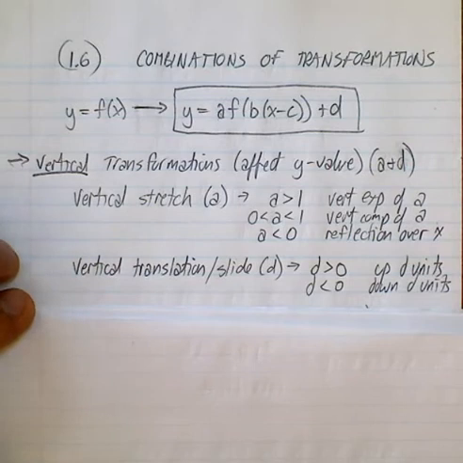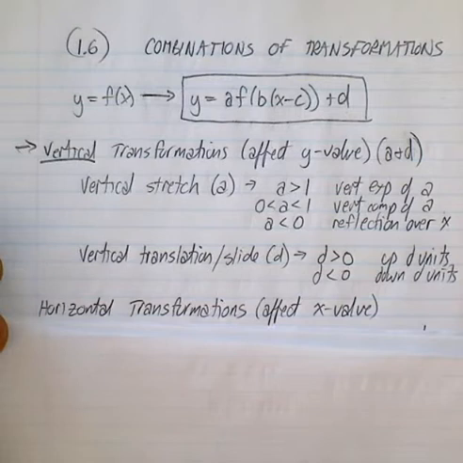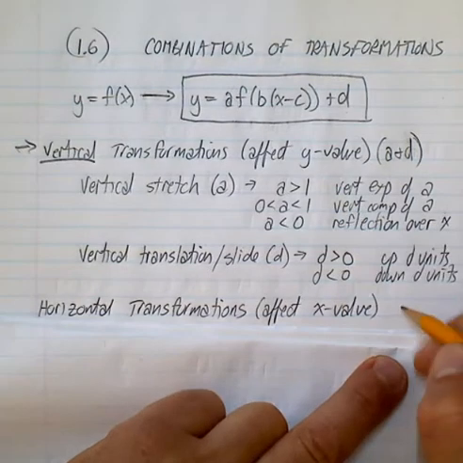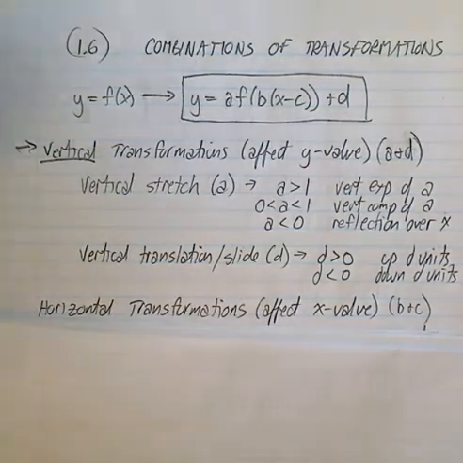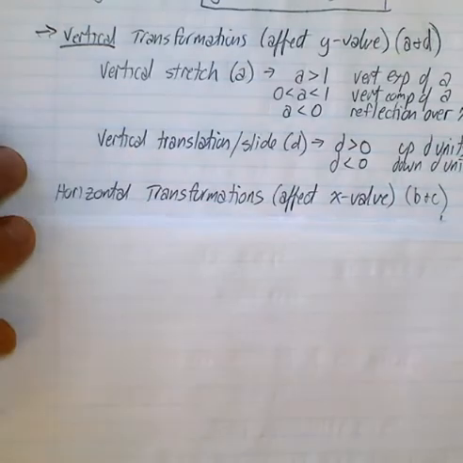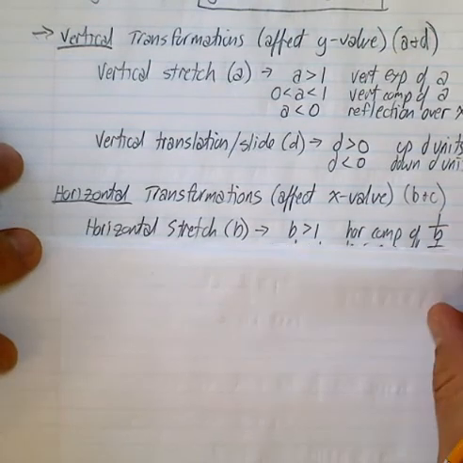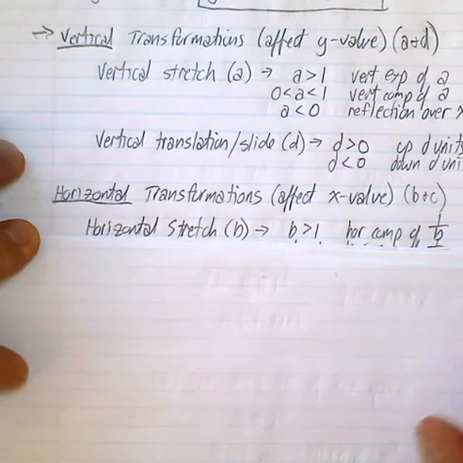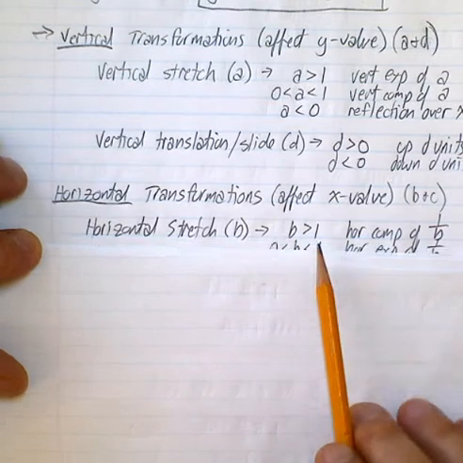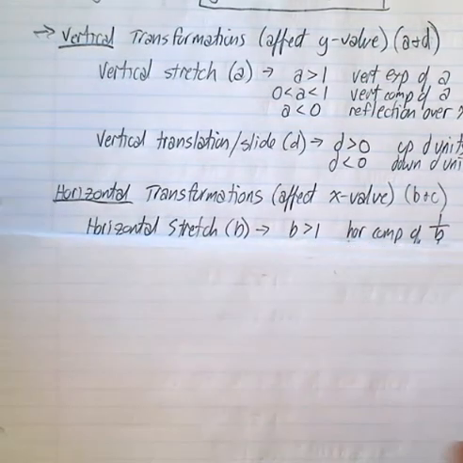Next thing we're going to look at is the horizontal transformations. They affect the x value. And if you look at the letters there inside, it's the b and the c that we're looking at affecting horizontally. We'll look at the horizontal stretch first. Just as we've seen in the past, the x value is a little bit different than the y because it acts in an opposite sense, which means here that if your b value is greater than 1, then you have a horizontal compression of 1 over b.